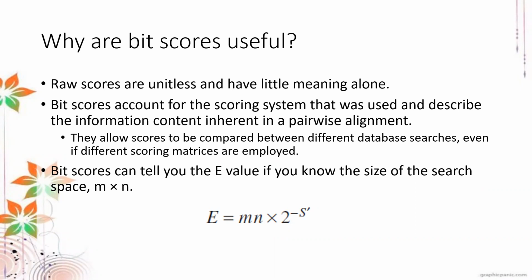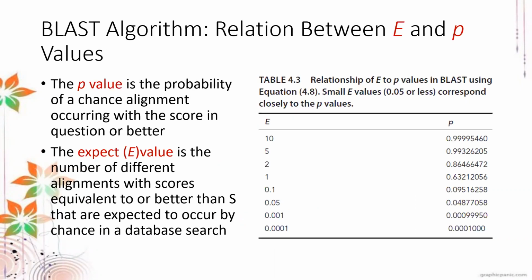So it accounts for the scoring system that was used and describes the information content inherent in the pairwise alignment, meaning they allow scores to be compared between different database searches, even if different scoring matrices are employed. So if in one search you use BLOSUM, the other is PAM, you can compare them. So bit scores can tell you the e-value if you know the size of the search space, mn. So it has also a relation with the e-value. So that's the bit scores.